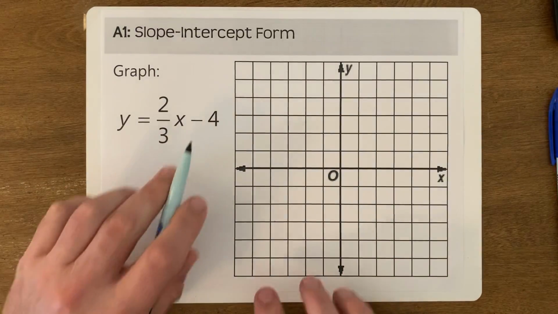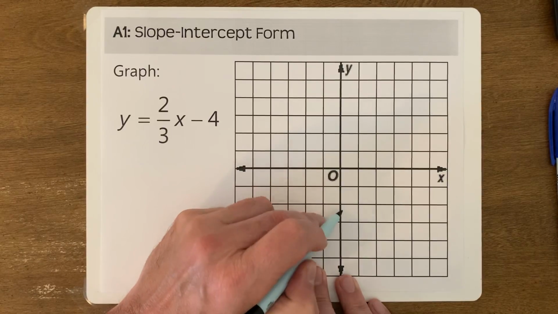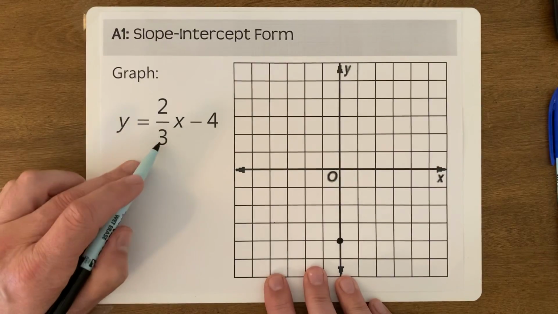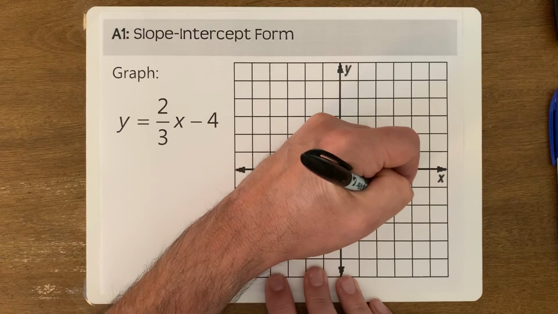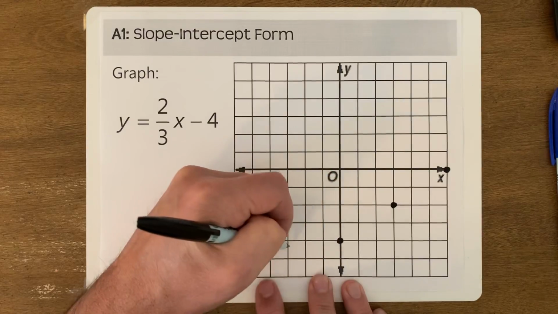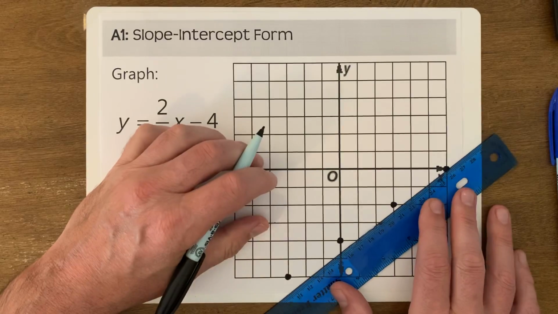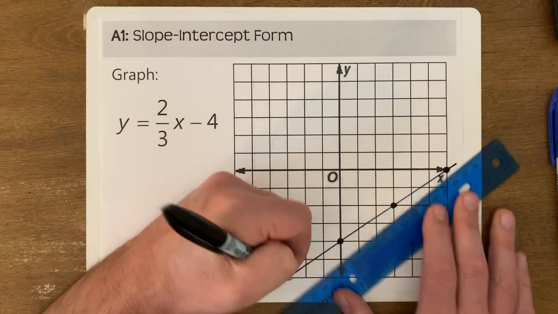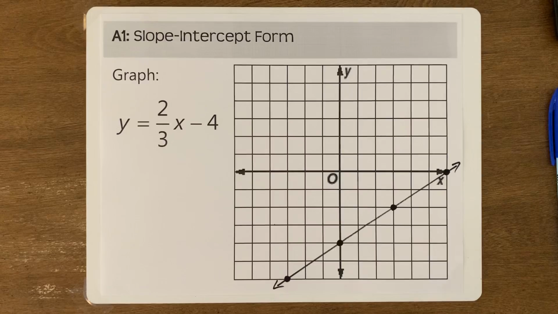Okay, for this one, I've got a y-intercept of -4. So 1, 2, 3, 4, put a dot. Slope of 2/3, so up 2, 3 to the right, up 2, 3 to the right, up 2, 3 to the right, back 3, down 2, completes the pattern. We connect our dots here. And then there is that line complete.